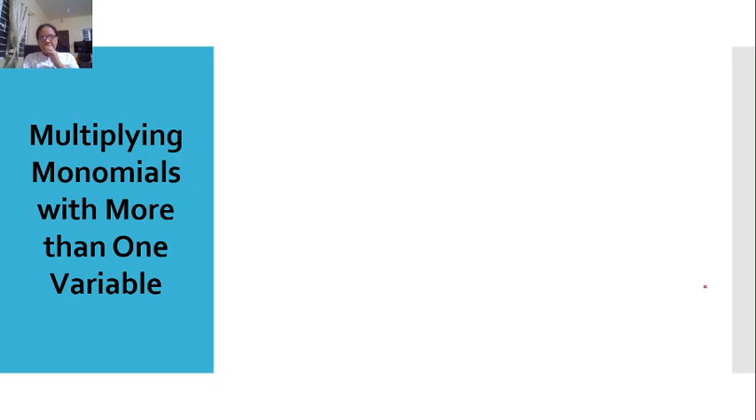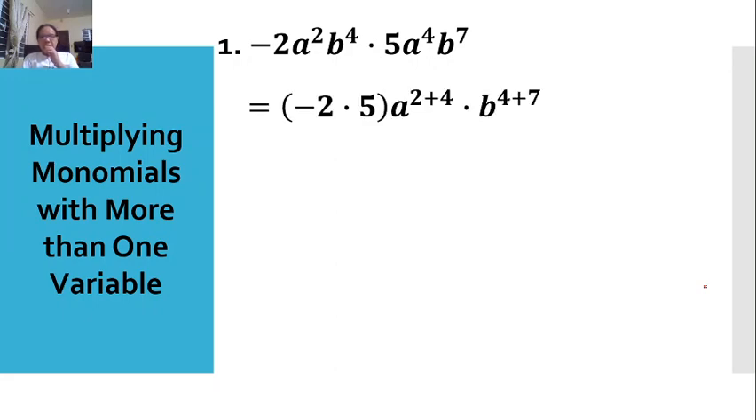How about if there's more than one variable? For example, negative 2a squared b to the fourth times 5a to the fourth b raised to 7. What we have to do is to multiply again the numerical coefficients, negative 2 times 5, and then combine terms, or combine the same variables. So for a, we have the exponents 2 and then 4, so you add that. And then for b, we have the exponents 4 plus 7.